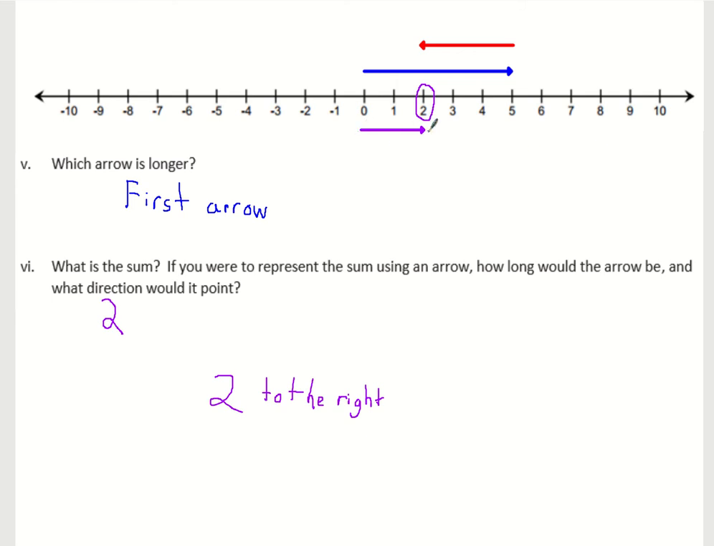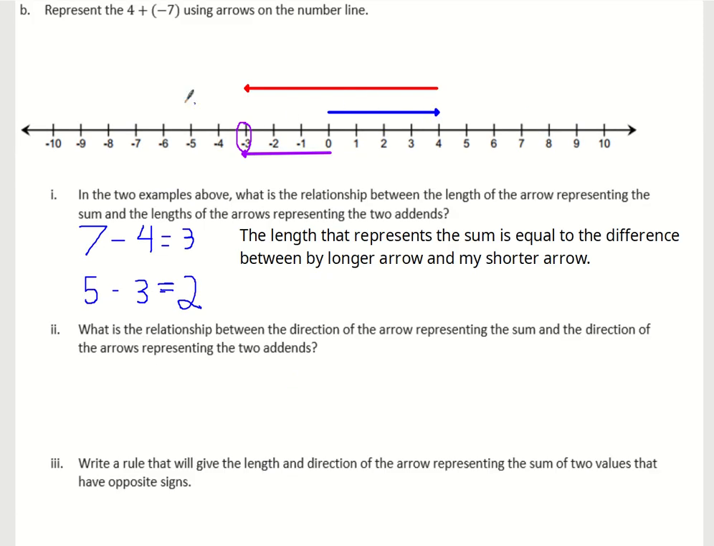Okay, well, this one's pointing to the right, and one of my other arrows is pointing to the right. It's the one that's 5 long. Wait a minute, the one that's 5 long, that's my longer arrow. And my arrow that's 3 long. My arrow that's 7 long, that's longer than my other arrow. My other arrow is only 4 long. So my sum is pointing in the same direction as my longer arrow.